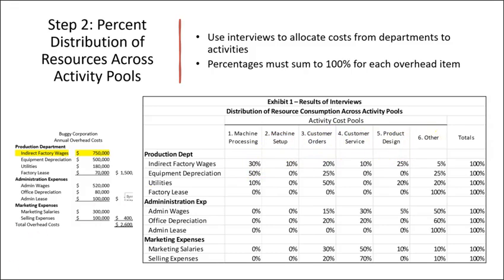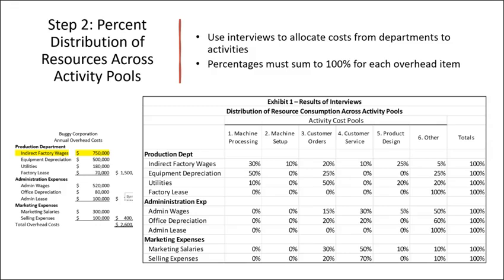The results of these interviews would be compiled and it would show that 30% of the indirect factory workers' time is used for machine processing, 10% for machine setup, 20% for filling customer orders, 10% for customer service, and 25% for product design. The remaining 5% represents idle time and is entered under the column Other.